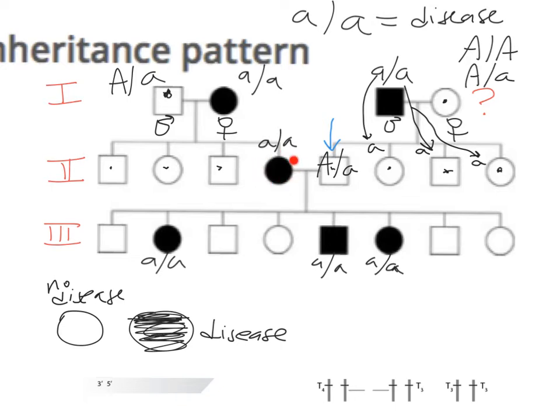Because we see that individual being affected, we know that the father, as we already did, has to be a carrier. And again, because this second generation mom that's affected has to be homozygous for little a, all of her kids are either going to be carriers or affected, depending on which allele they inherited from the father, capital A or little a.